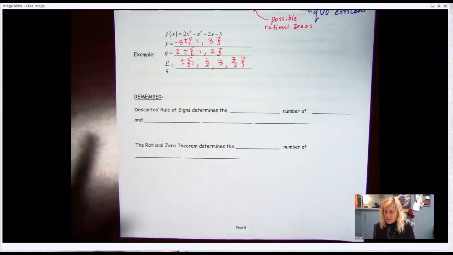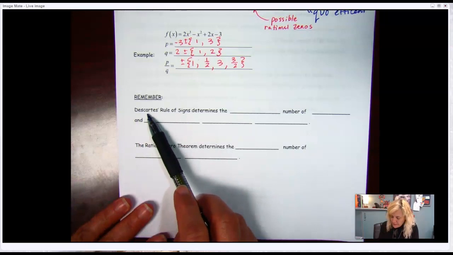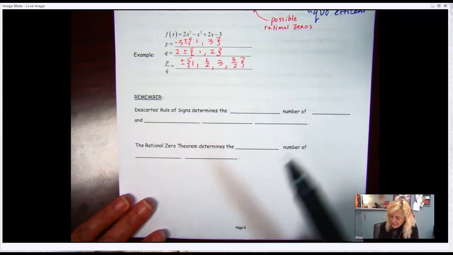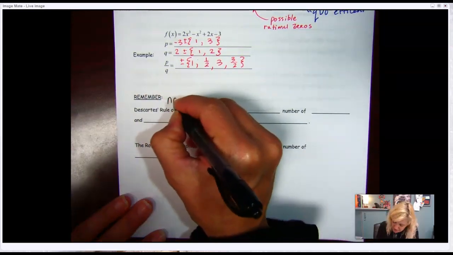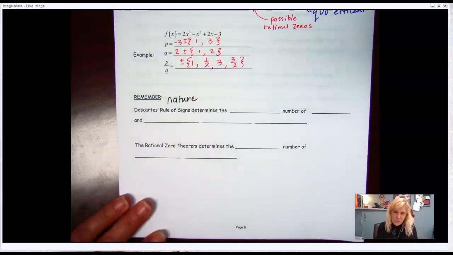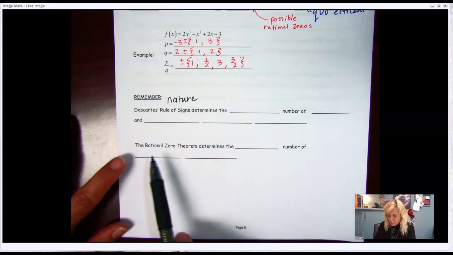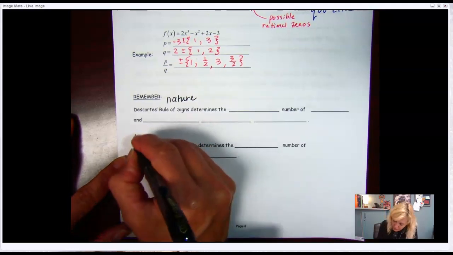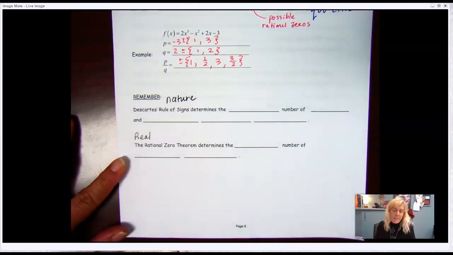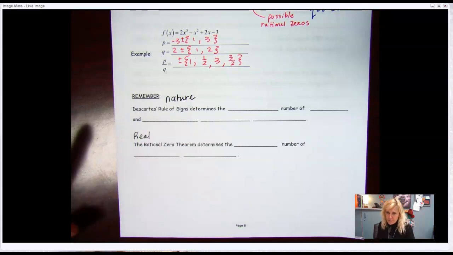So let's kind of wrap up what we just worked on. Remember the Descartes rule of signs? This is really like the nature of the roots. Positive, negative, or you can figure out how many complex there are. The rational zero theorem, these are real. And that's going to tell you all the possible real zeros for the function.